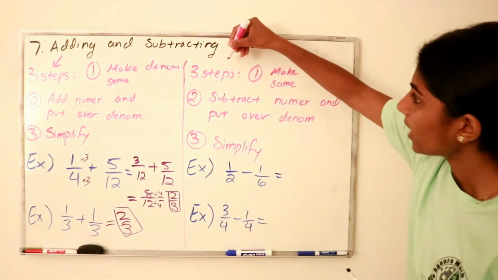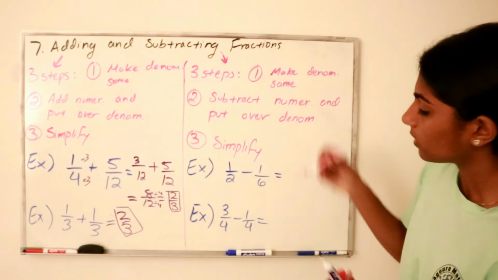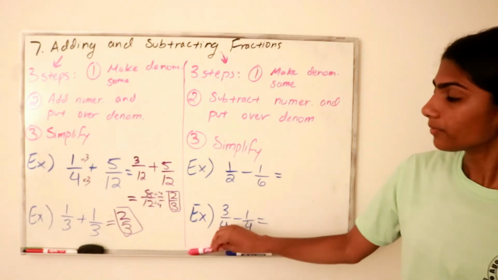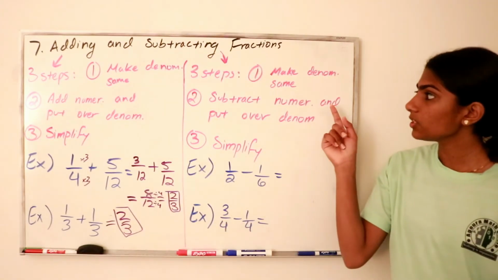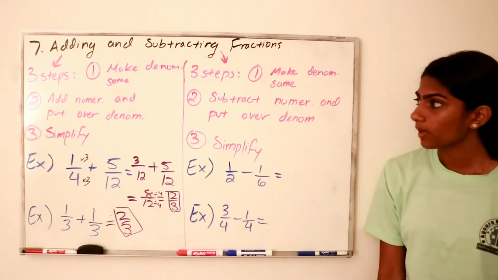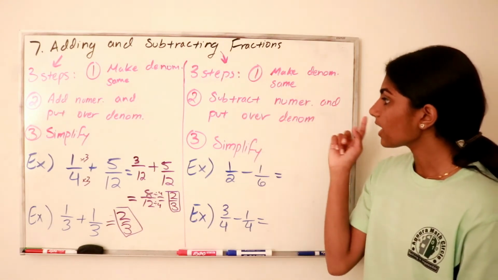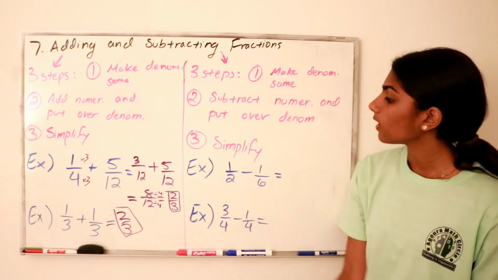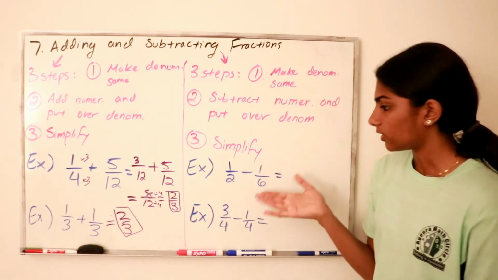So, when subtracting fractions, there are also 3 steps, and they're very similar to adding fractions. First thing you do is make the denominators the same. Next, you subtract the numerators and put it over the same denominator that you got. Finally, you simplify. Let's look at an example.